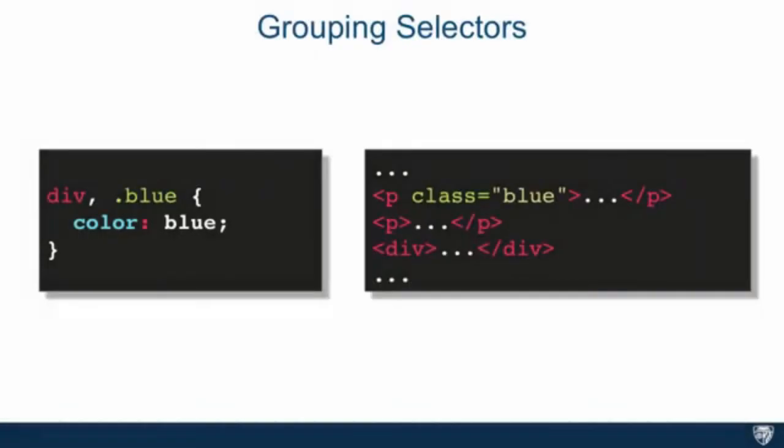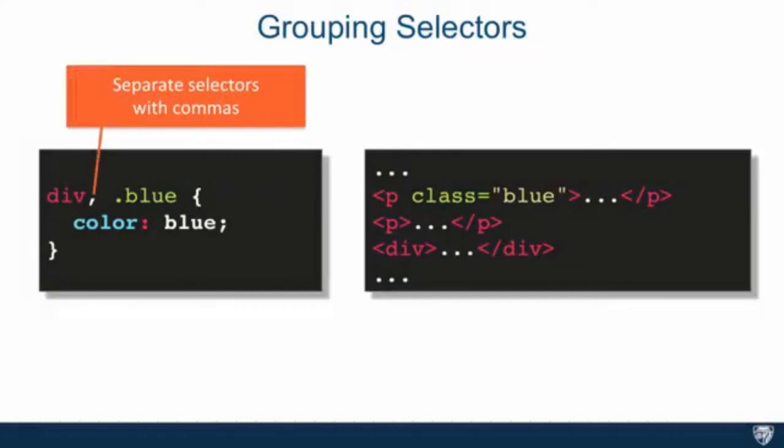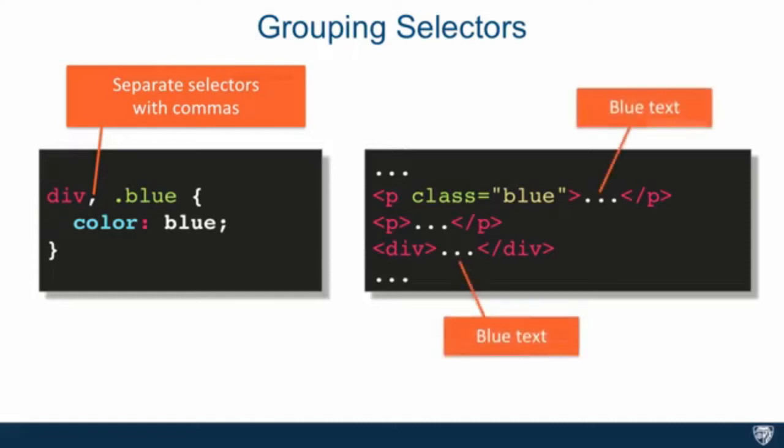Now, in order to write more efficient rules, CSS allows us to group several selectors into one CSS rule. Here we have two selectors grouped together, the selector div for the div element and the selector .blue, grouped into one since they both share the same CSS declaration. And you could see in our HTML, the blue colored text will appear in the paragraph tag that has the attribute class equals blue and in any div tag in the HTML document.